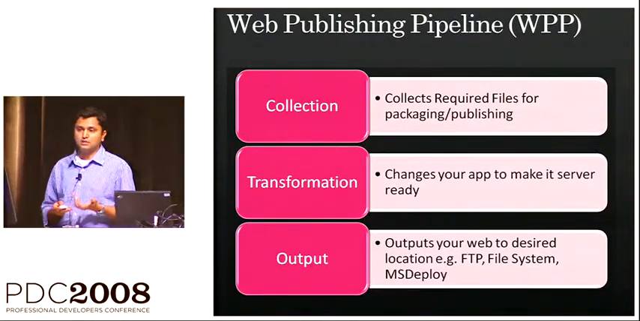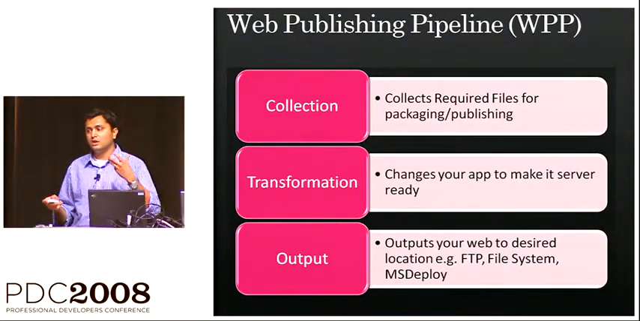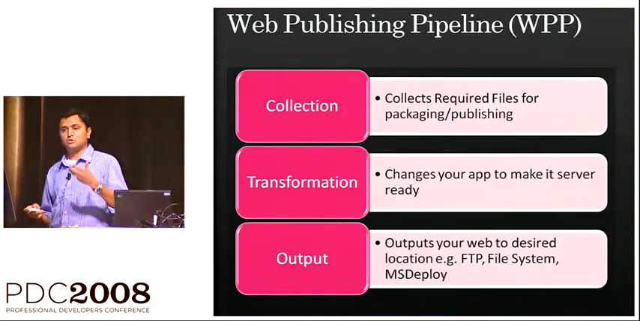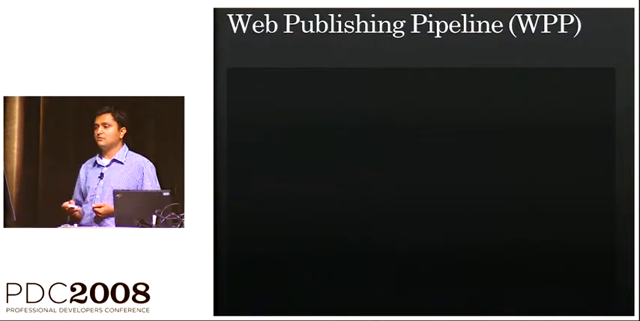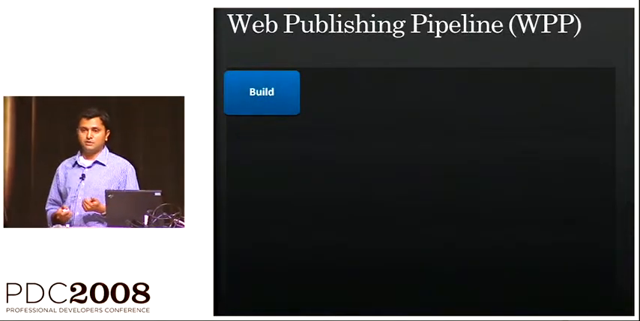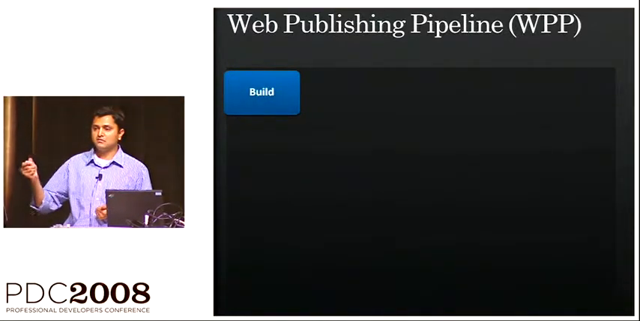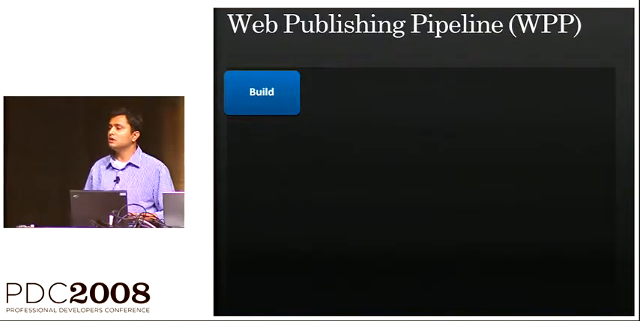The next thing is output, where we are able to take the output of the transform web and put it either on FTP, file system, or MS Deploy. So with that, let's get into a little more detail around this. The web publishing pipeline completely depends upon build. Most of these items that you're going to see on these slides are all MSBuild tasks and targets, which you can customize also if you want to.